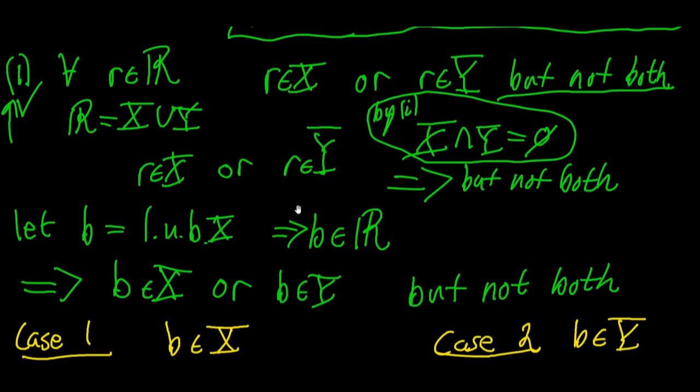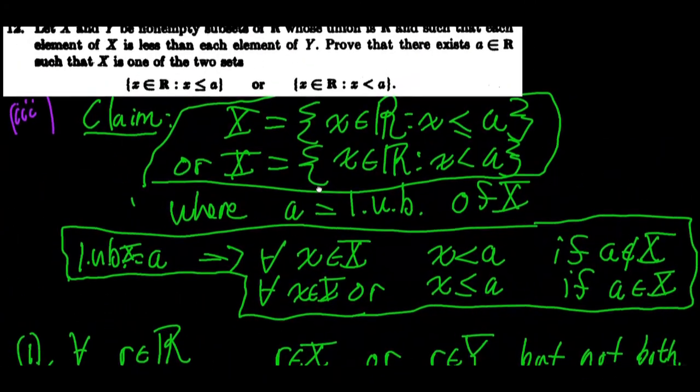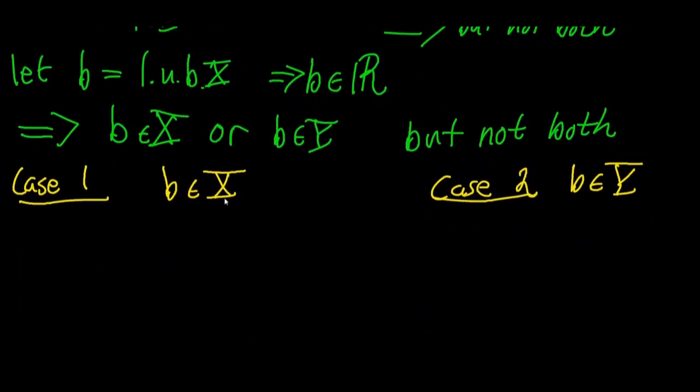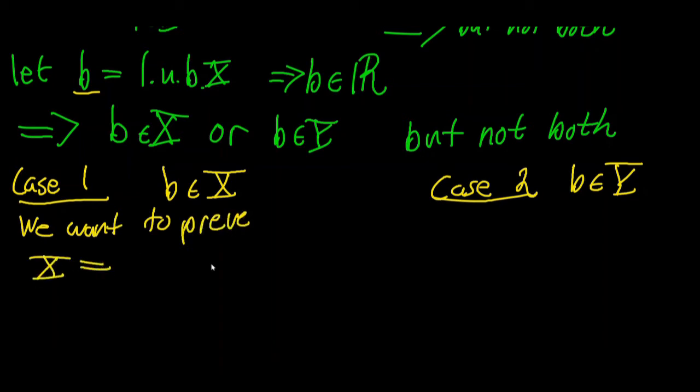So for the case that B is in X, remember what we want to prove. We want to prove that X is equal to the set of all x in R such that x is less than or equal to B. I use B here; we could have used A. It doesn't matter, because this is just arbitrarily named. It's just a naming thing. But B is in X, so we want to prove that X is equal to the following set: all x in R such that x is less than or equal to B.